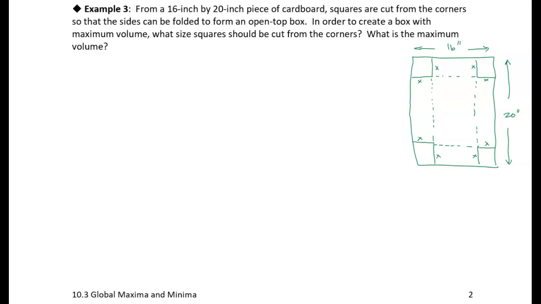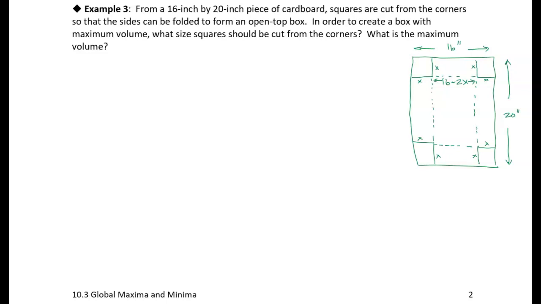So we need some sort of an equation for the volume of the box. And the volume of the box is just going to be length times width times height. When we fold up these sides, the height is just this x value. Okay, so we need the length and the width. Now, the width is 16, so the width of the final box is going to be 16 minus 2x. This width here will be the width of the final box, 16 minus 2x.